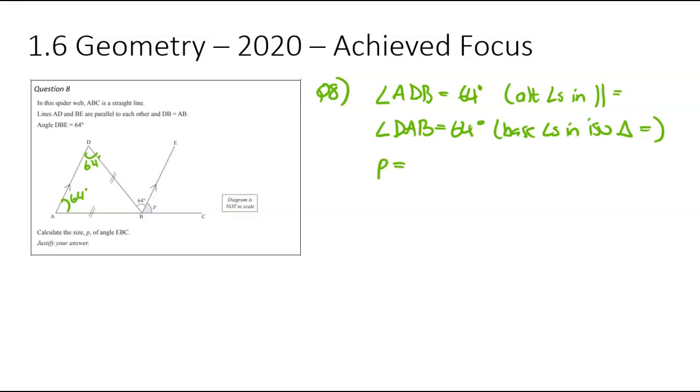So angle P, because that's what we've been asked to calculate in the question, is going to be equal to angle EBC, and that's going to be equal to 64 degrees, and that's because corresponding angles in parallel lines are equal to each other.